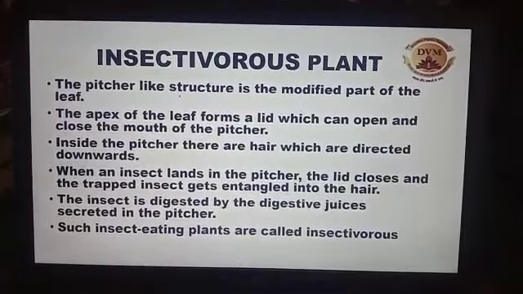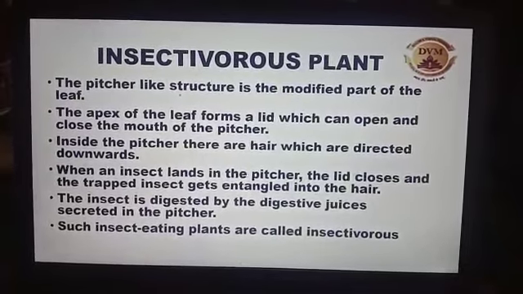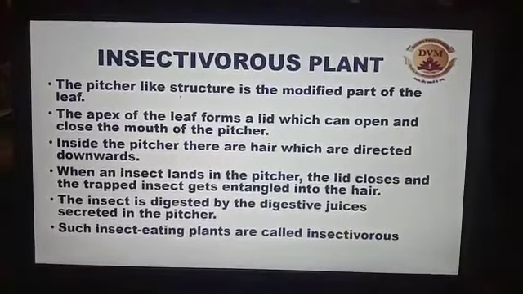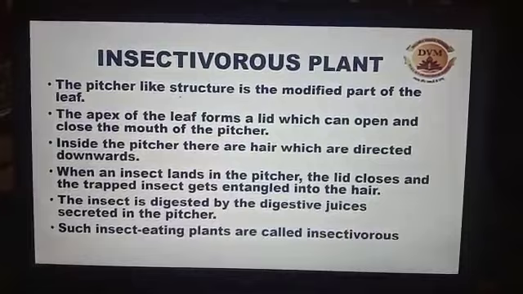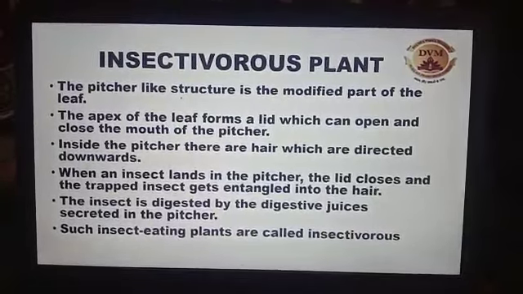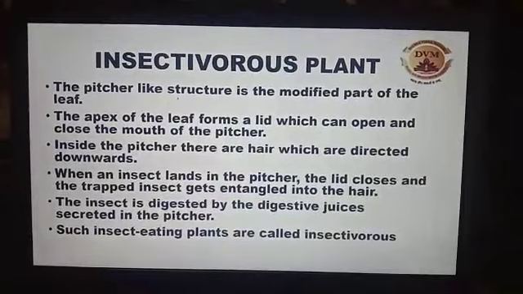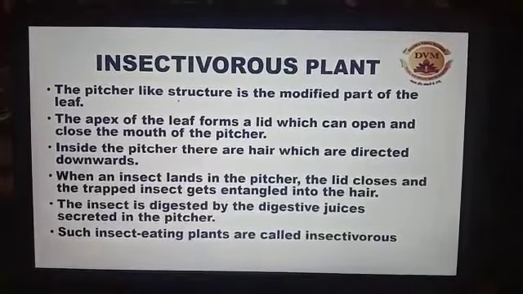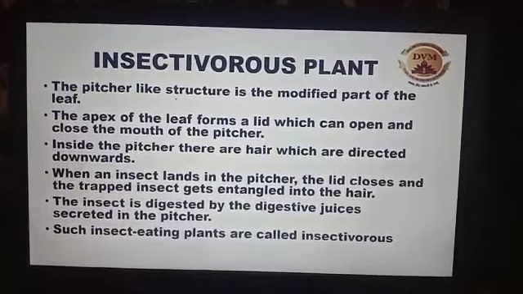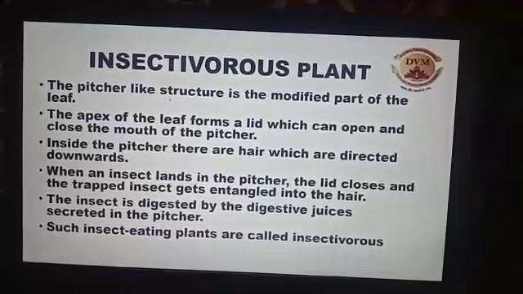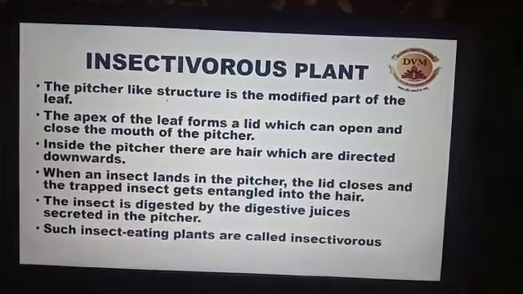The pitcher-like structure is nothing but the modified part of the leaf. What is the meaning of the word modified? Modified means just a change. A modification is there in the apex of the leaf. What is the meaning of the word apex? The end, the tip. The tip of the leaf forms a lid. What is the meaning of the word lid? A lid means opening. That is the opening and closing of the mouth of the pitcher.